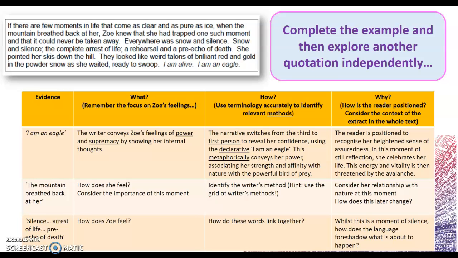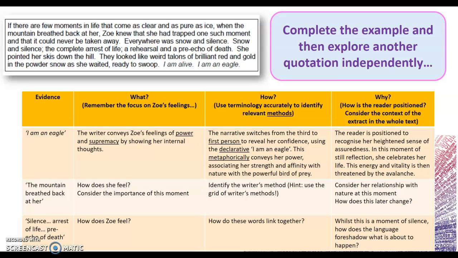So remember in the what part to focus on Zoe's feelings. That's what this question is about, so make sure you refer to that. When you're analysing how, make sure you are referring accurately to the writer's methods and using that terminology precisely. And then when you do the why section, you need to think about how is the reader positioned, and consider the context of the extract in the whole text.